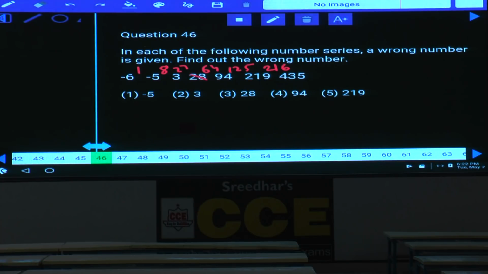And 3 plus 27 is how much? 30. And 30 is the correct number and 28 is the wrong number. 30 plus 64 is 94. Then what is your answer here? 28, choice 3. The differences between the numbers are perfect cubes.